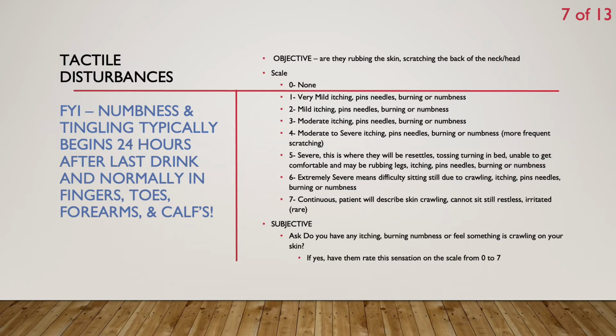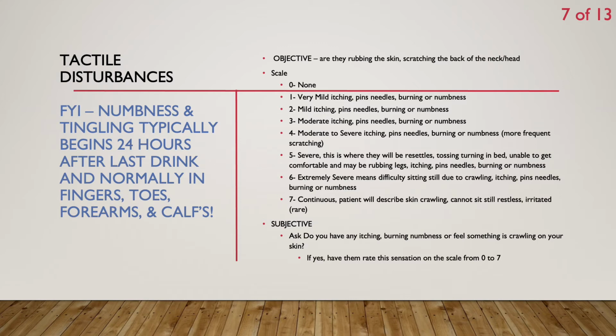Subjectively, which is at the bottom, ask them if they have itching, burning, numbness, or feel something crawling on the skin. If they say yes, have them rate this 0 to 7. What you see and what they rate need to be combined. You're making a clinical decision here when you use your judgment with theirs, and you can see where they're actually at. 1 is very mild, 2 is mild, 3 is moderate, 4 is moderate to severe.